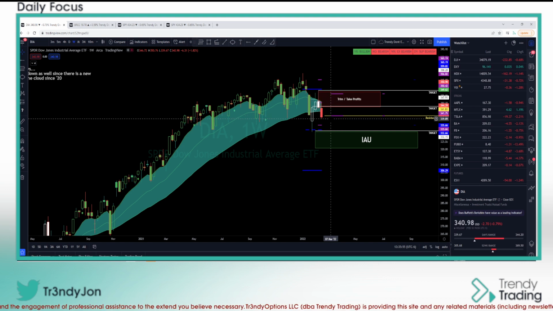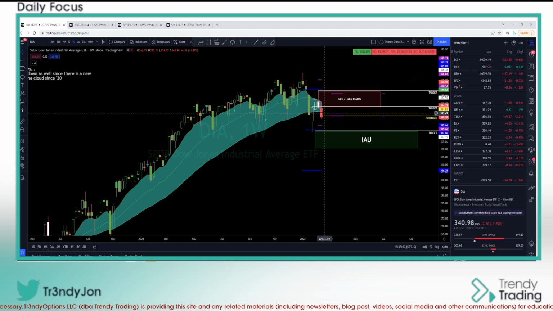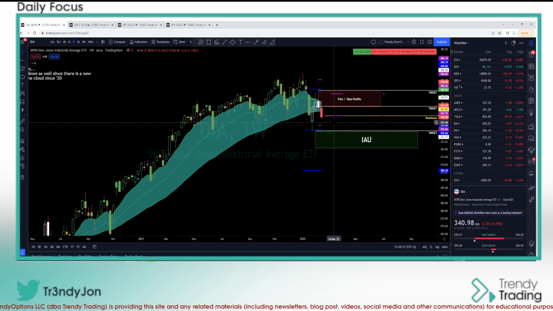All right, so how does this work? Well, if you're trading DIA, or the Diamonds, or the Dow Jones, if price starts to push up towards this level, I would be very cautious. This would be an area of resistance that would be confluent with this cloud. So what you could see, and this is how we gauge risk to reward.